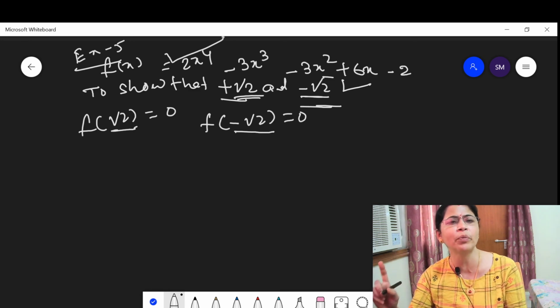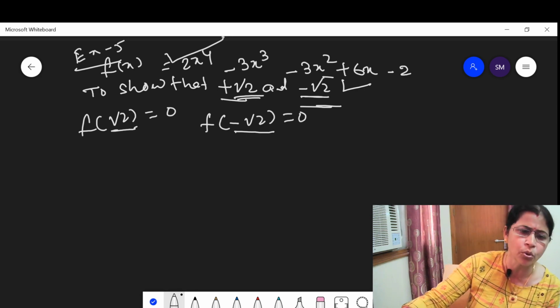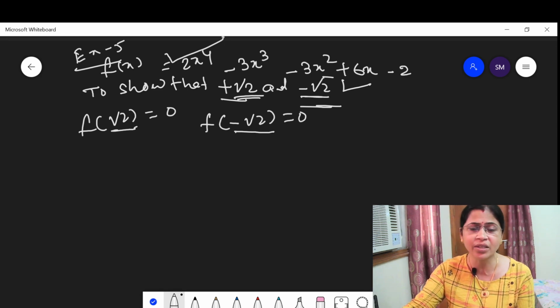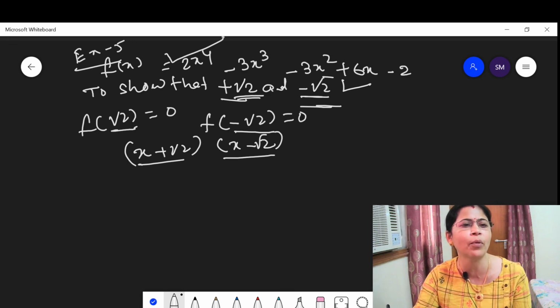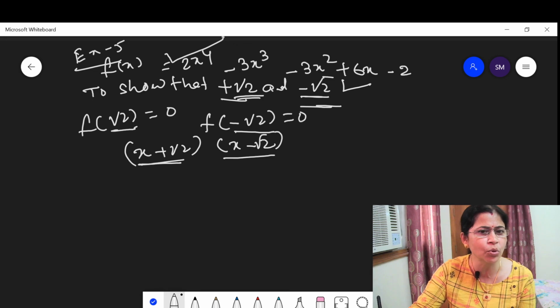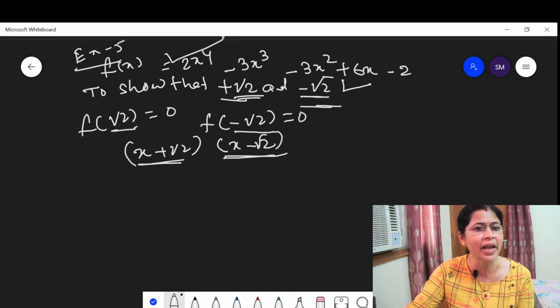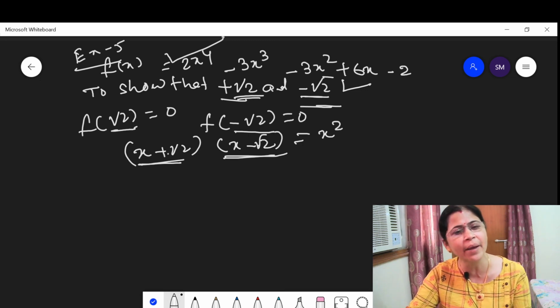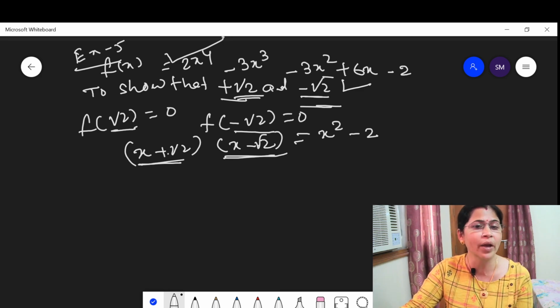But here we prove it in a different way. If root 2 and minus root 2 are zeros of the polynomial, this means x plus root 2 and x minus root 2 are factors of the polynomial f(x), so f(x) should be divisible by them. When we multiply x plus root 2 into x minus root 2, this is (a plus b)(a minus b), which is a square minus b square. This is x square minus 2, since root 2 whole square is 2.